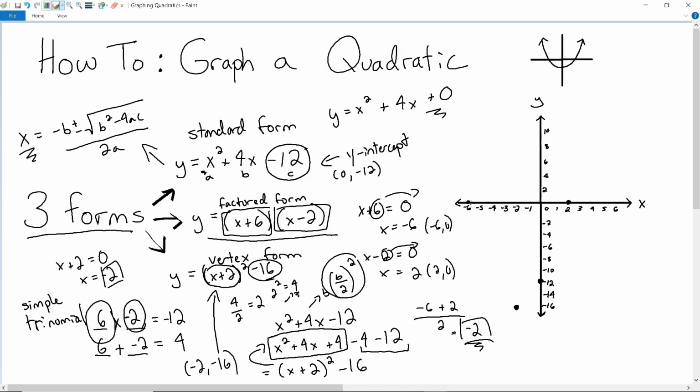But we could do one more point without just plugging in random values for x and solving for y, because I know that quadratics are symmetrical, right? So let's imagine this side of the quadratic coming up and going off to infinity. The left side is going to be symmetrical. So this point here, which is our y-intercept, is going to have an equivalent symmetrical point on the left side.